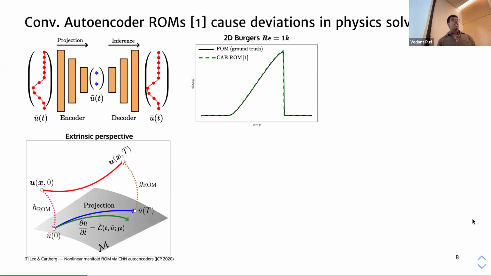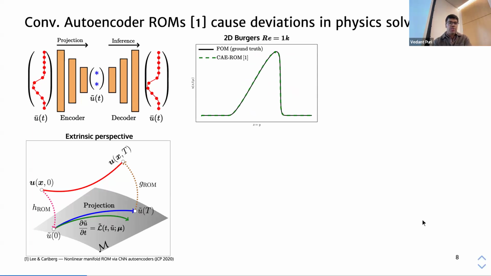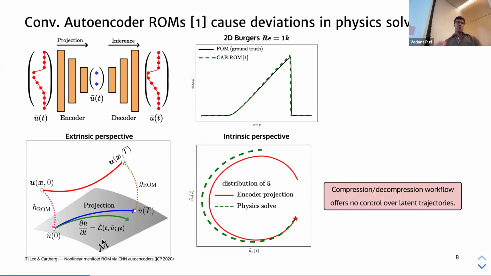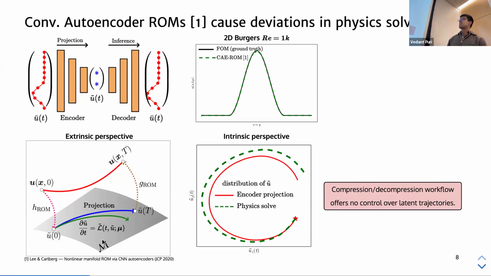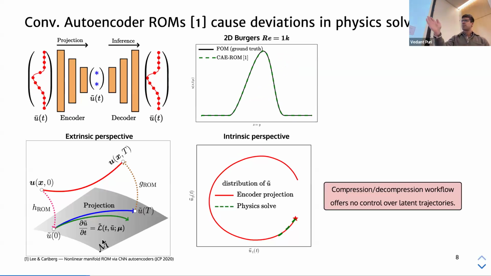Okay, so upon investigation, we found the reason for this to be the following. Although the convolutional autoencoder does a great job at compressing the solution, as in the reconstruction loss is very small, we still have this issue of the physics solve deviating from the learned encoder projection trajectory in the physics solve process on the latent manifold. And this is evident from the intrinsic point of view. So I want you to imagine you jump onto this manifold and these are your X and Y coordinates. You would see that first, the red curve predicted by the encoder is somewhat convoluted.